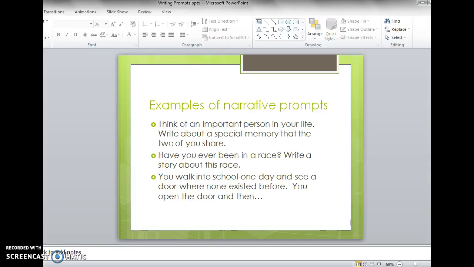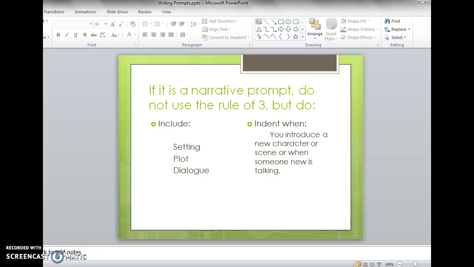Take a moment to read some of these common narrative prompts. When you're writing a narrative, you don't have to use the rule of 3 or any Ice Ice Baby, but you do need to make sure that you have a well-developed setting so that the reader feels like they're in your story. You need to make sure that you have a plot, a sequence of events. You need to especially make sure that you have dialogue and indent each time you introduce a new character or a new scene or each time someone new is talking.